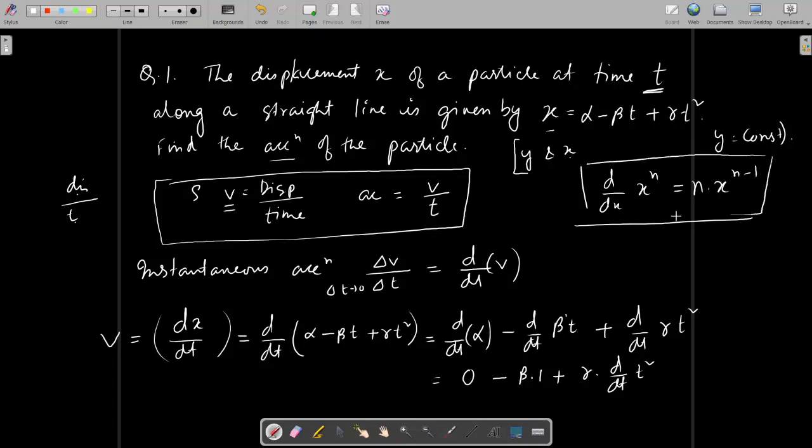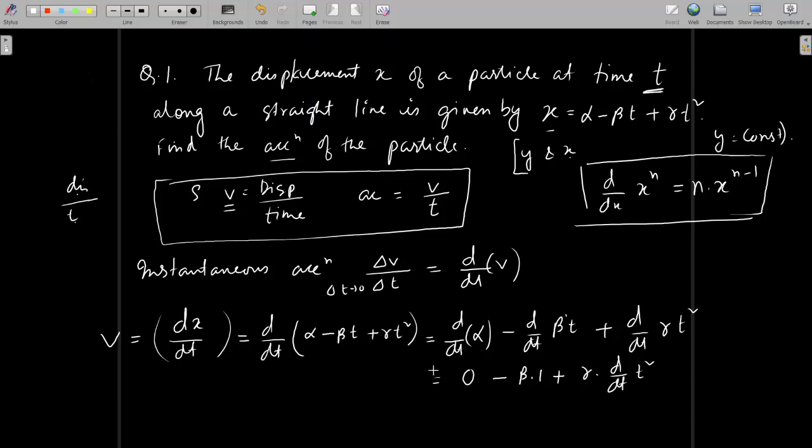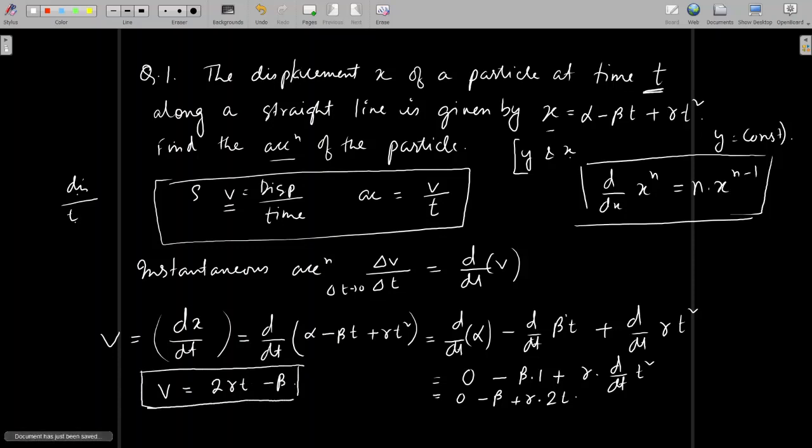This formula. Okay, so here what you will get here is 2t, right? So you're getting 0 minus beta plus gamma into 2t. So you get your velocity v is equal to 2 gamma t minus beta. This is your velocity, but this is not our answer, because what we need is acceleration.